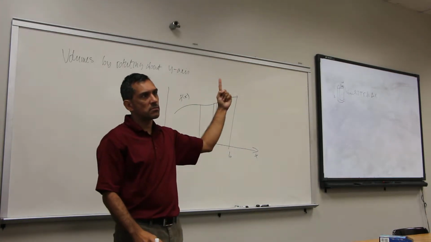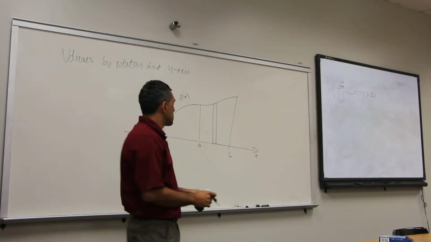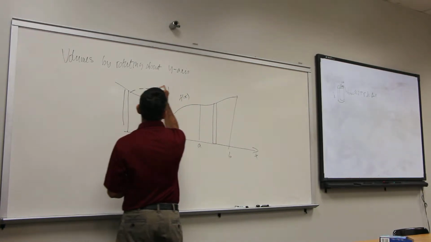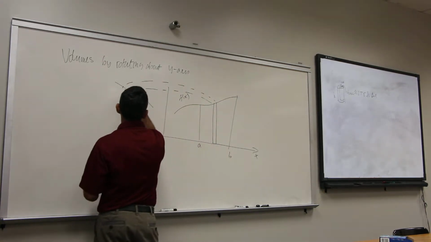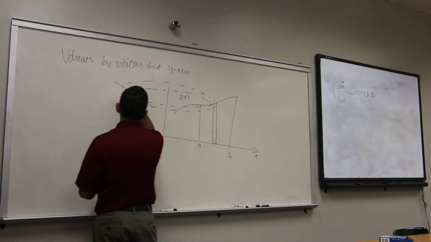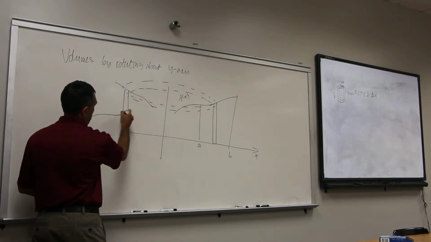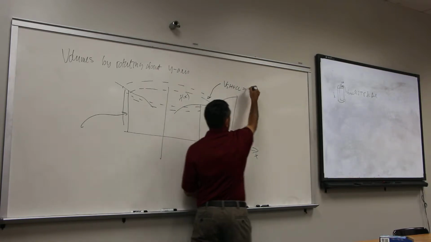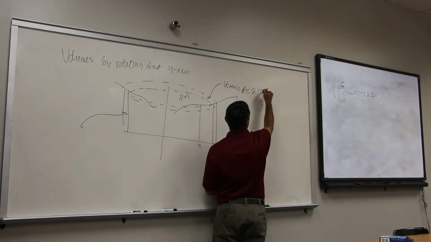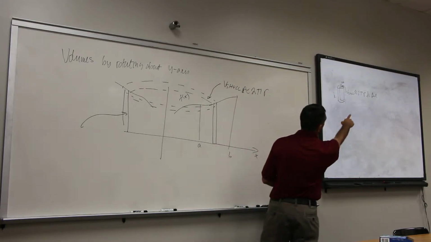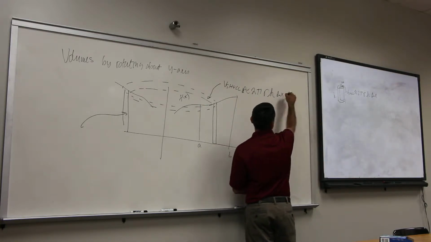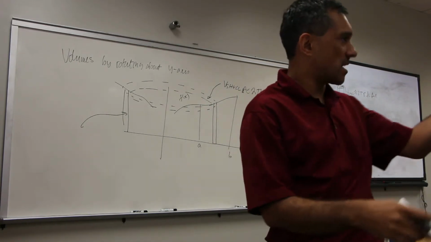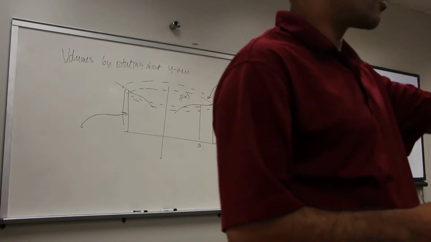About the y-axis, and then ask for its volume. The volume of this shell is approximately 2 pi r h delta x, just that one element. Of course, I'll have to add them all up, get a sum, let delta x go to 0, and get an integral.